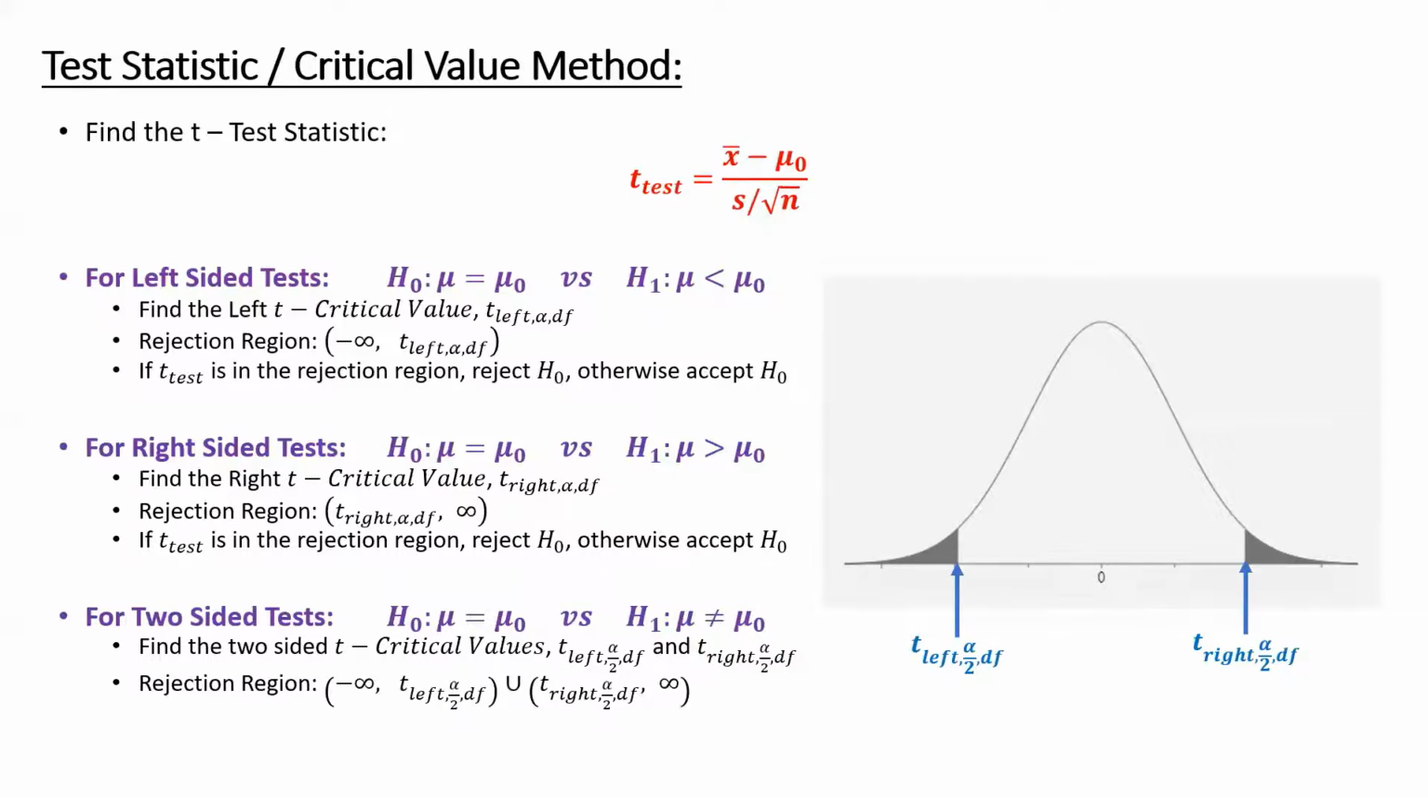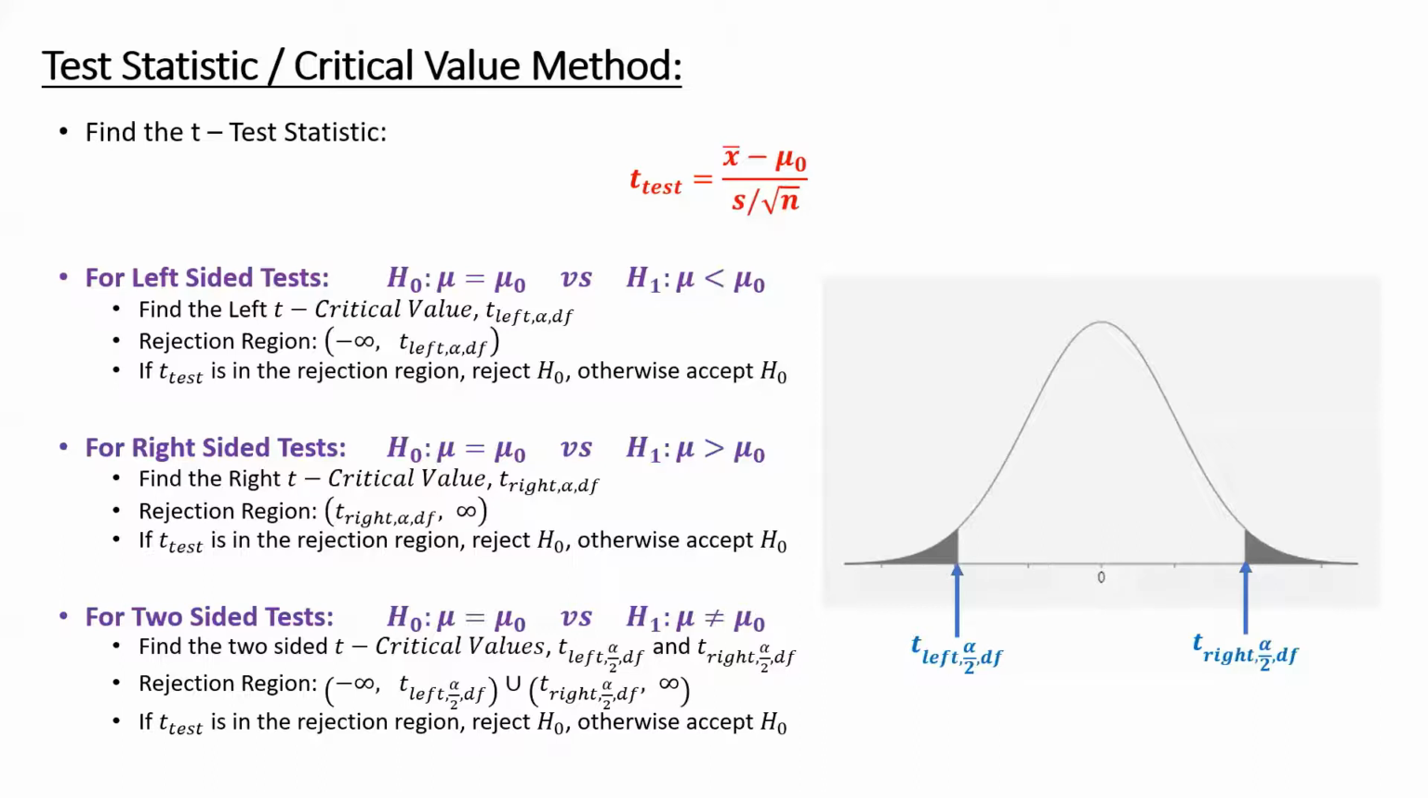Then we get the two rejection regions. Negative infinity up to the left critical value is the first part of the rejection region, and the other part of the rejection region is from the right critical value to positive infinity. So if the test statistic is going to be in one of the two rejection regions, we reject the null hypothesis. Otherwise, accept. And don't forget to interpret the test findings in the context of the problem given. Don't forget that the interpretation should be about the alternative hypothesis.